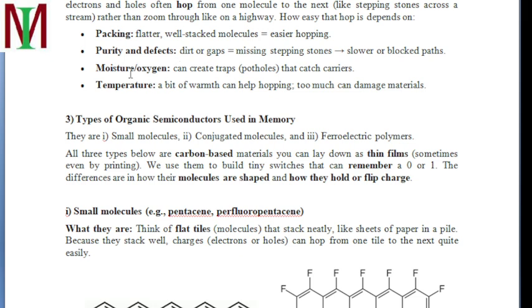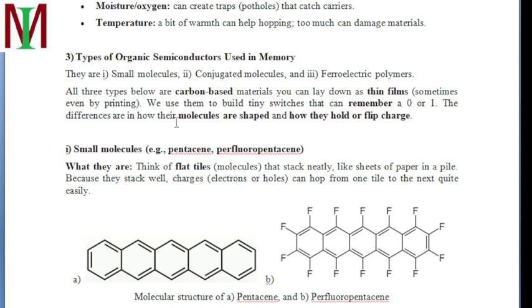Then moisture and oxygen can create traps, potholes, a big gap. The moisture and oxygen can create such a hindrance. Now the temperature: a bit of warmth makes it easy for the electrons or the holes to jump. Too much will actually damage the molecule. Organic molecules will undergo changes when high temperature is there, but with a little bit higher temperature than normal room temperature, it will be easy for the electron or the hole to move.